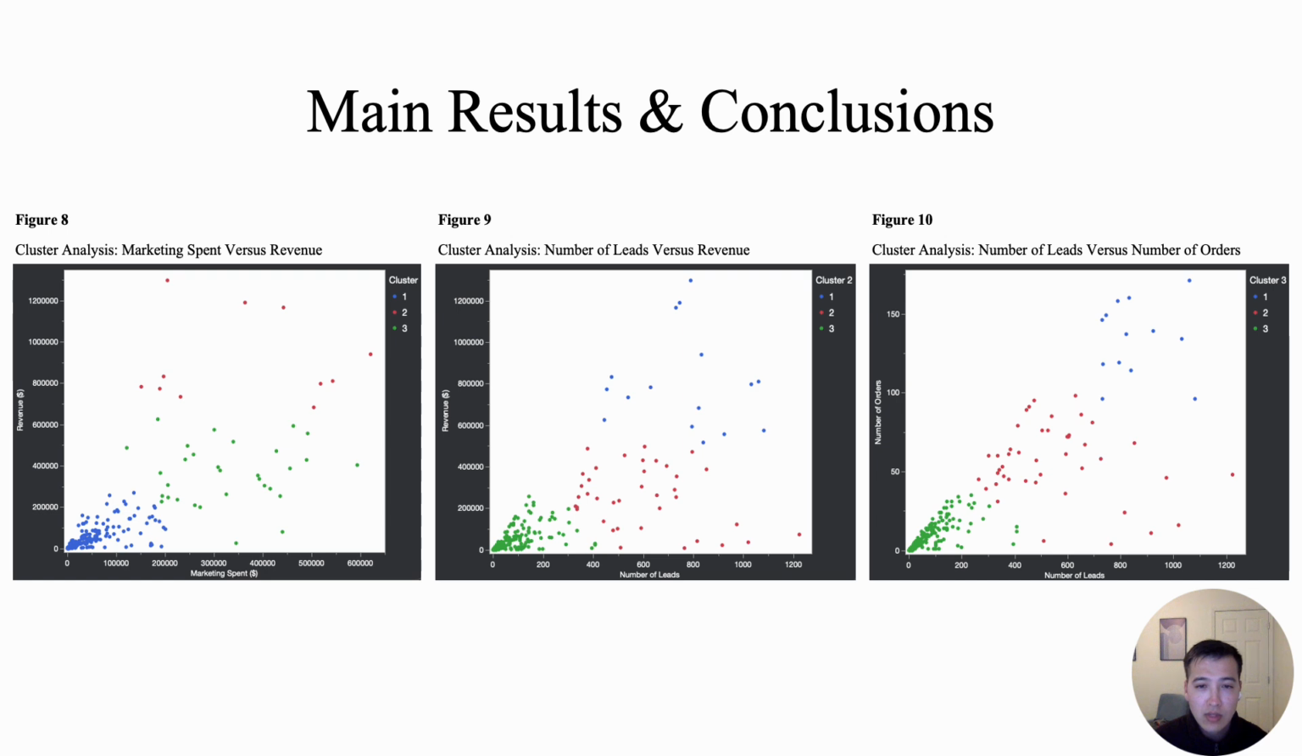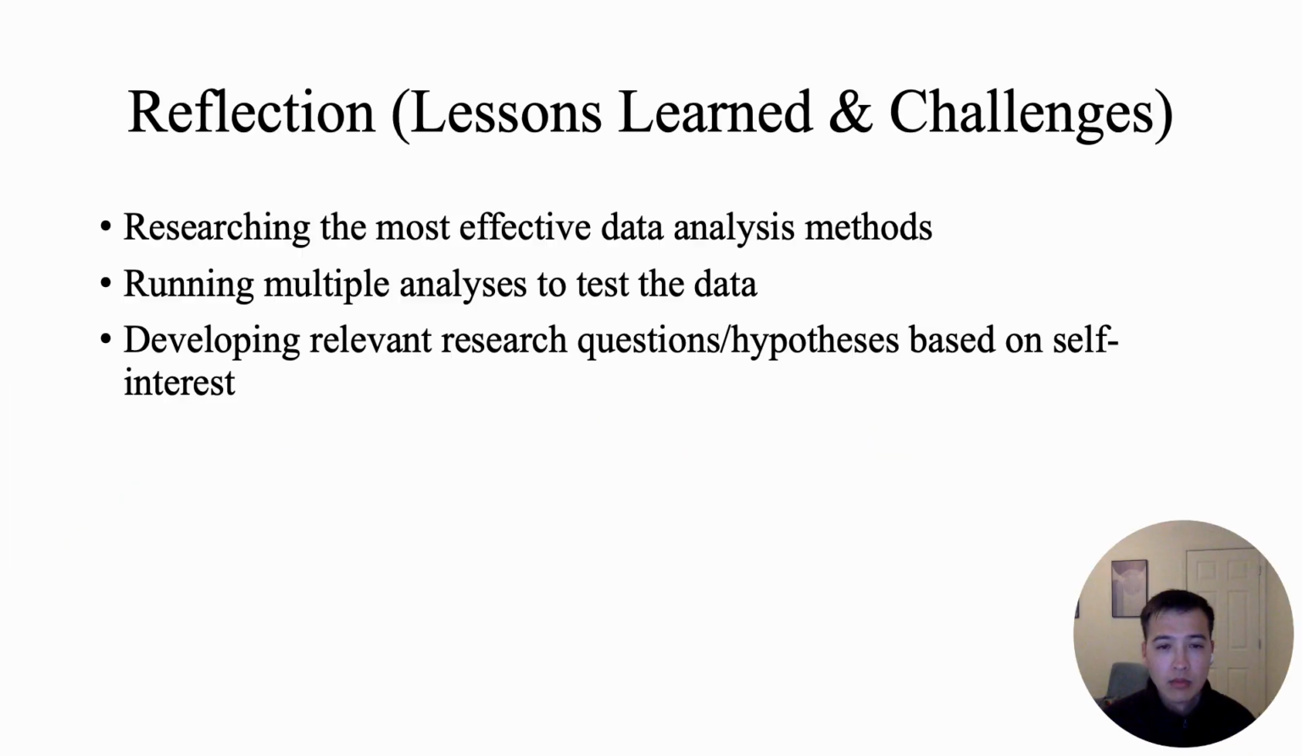Figure 9 shows that most of the data points between the number of leads versus revenue ranges from 0 to 400 leads and 0 to roughly a little more than $200,000 in cluster 3. Last, Figure 10 illustrates a similar trend such that most of the data falls between the lower number of leads and lower number of orders. However, the data suggests a potential correlation between a greater number of leads yielding a greater number of orders, respectively.